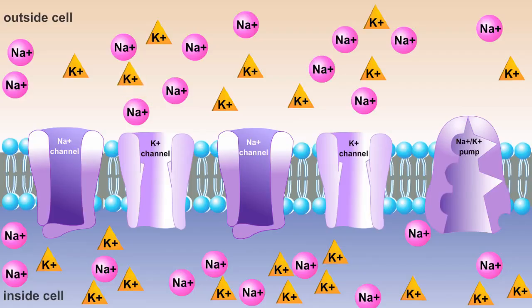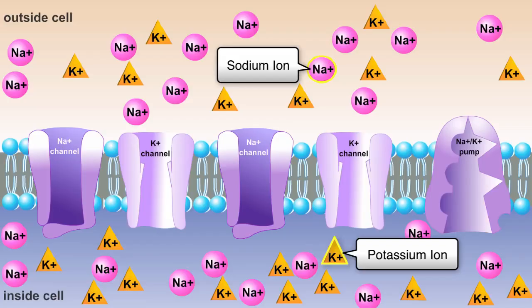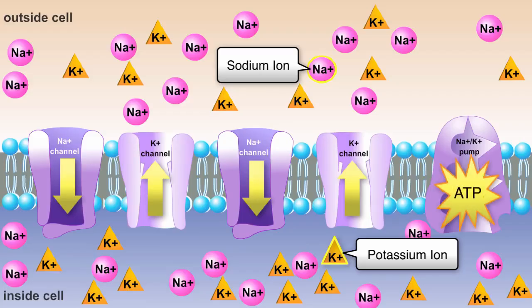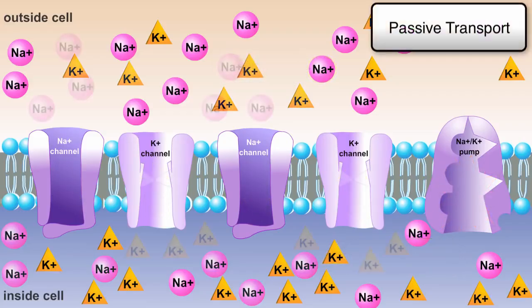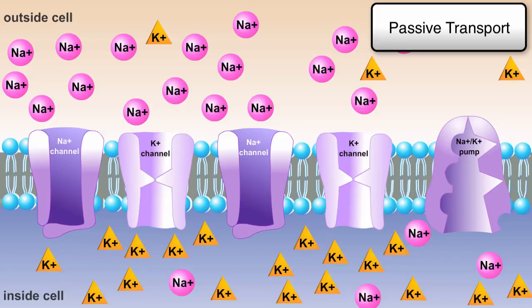For our example, we're going to use sodium and potassium ions. These ions are used by many different cell types in the body, including the neurons in your nervous system. The mechanisms are going to be the same. However, they're going to differ in the direction that they move the ions and whether the process requires any energy. The first process will be passive and therefore will not require any energy.